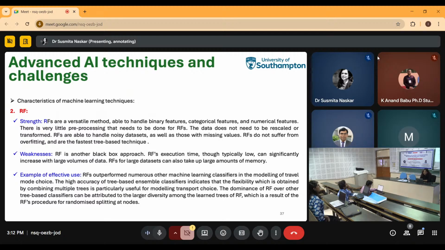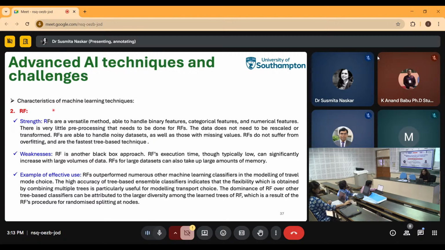Now let's quickly talk about their strengths first. These models are known for their flexibility and their robustness. They can handle a wide range of data varieties like binary, categorical, numerical, lots of types of features, without the need for extensive pre-processing. Unlike many other methods, these models don't require the data to be rescaled or transformed, which saves a lot of time during data processing.